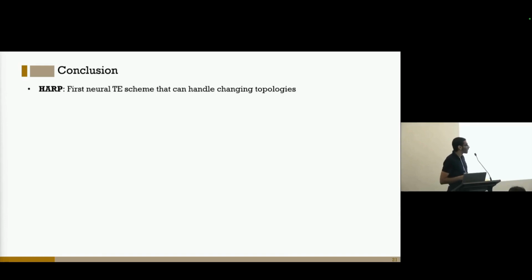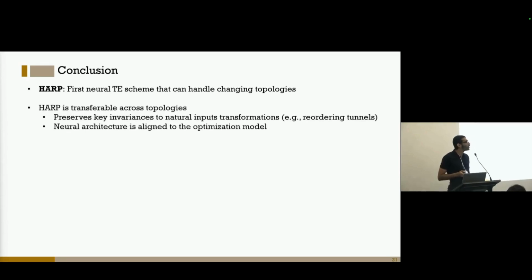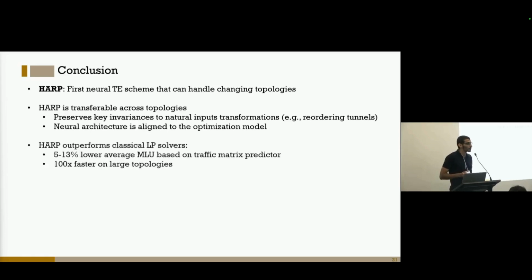To wrap up my talk, I presented HARP, the first neural TE scheme that can handle changing topologies. HARP is by design transferable across topologies, where it preserves key invariances to natural input transformations. Its neural architecture is aligned to the optimization model. In terms of results, HARP outperforms classical LP solvers like Gurobi, where it generates 5 to 13% lower MLU on average based on the traffic matrix predictor.